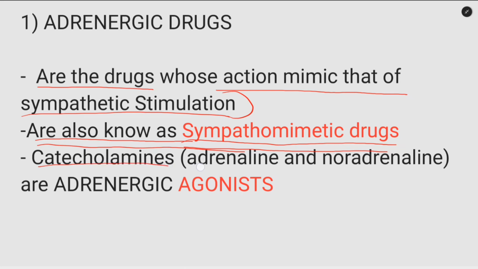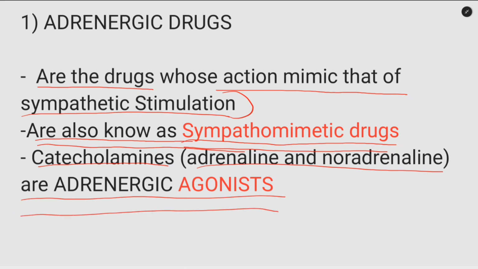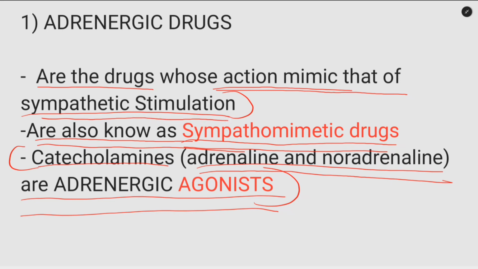Catecholamines, adrenaline and noradrenaline, are adrenergic agonists. Catecholamines that are produced in the body, like adrenaline and noradrenaline, are adrenergic agonists. Remember three things. Adrenergic drugs act on adrenergic receptors and produce actions similar to that of sympathetic stimulation. Adrenergic drugs are also known as sympathomimetic drugs, and catecholamines, that is adrenaline and noradrenaline, are adrenergic agonists.